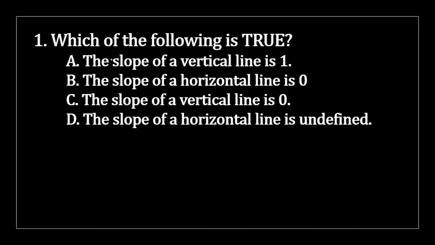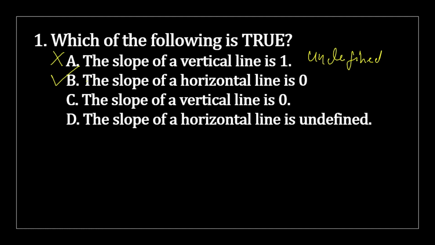So the choices are talking about slope. When we say that the slope of a vertical line is 1, that is incorrect because a vertical line has an undefined slope. So remember that it has an undefined slope. The slope of a horizontal line is 0. So this is correct because all horizontal lines have 0 slope, because they don't have any elevation or any slope.